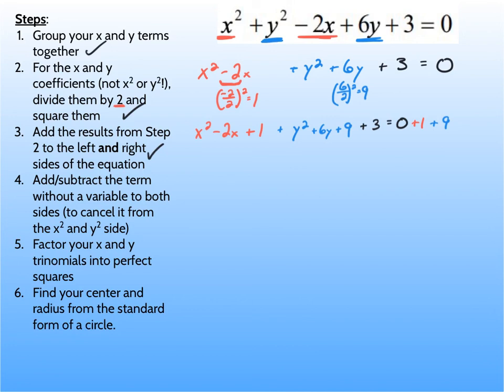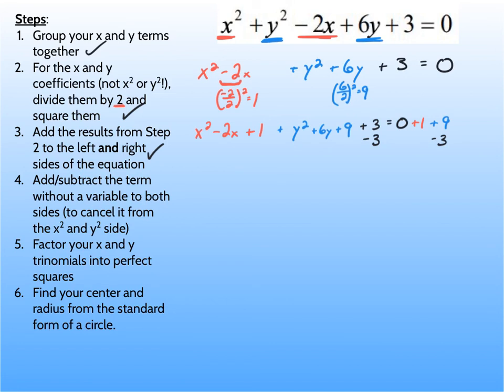Now, step 4, we're going to look at this plus 3. And basically what we want is we just want this y stuff and this x stuff on the left side. And we want all the constant terms like this over here. So that original constant term, to get rid of it, it's plus 3. So what we want to do is do minus 3 on both sides.